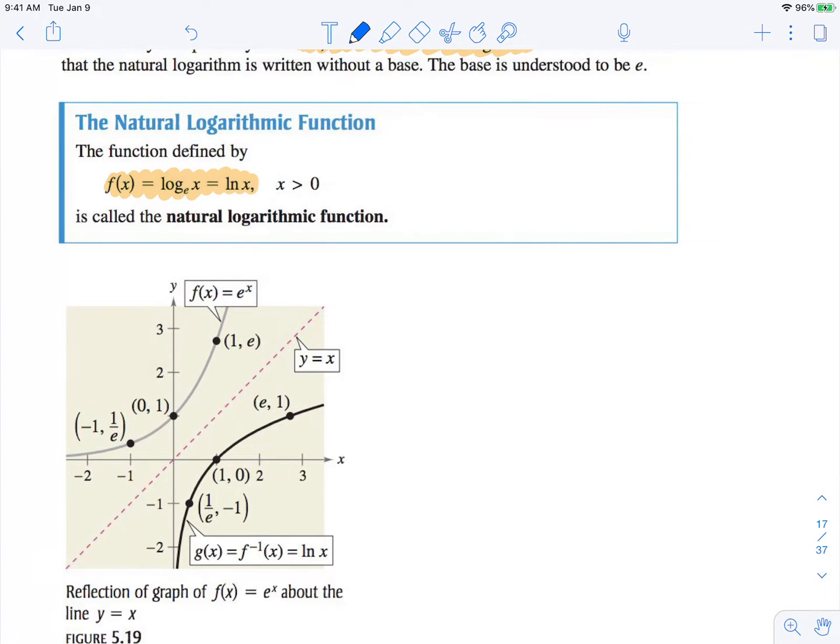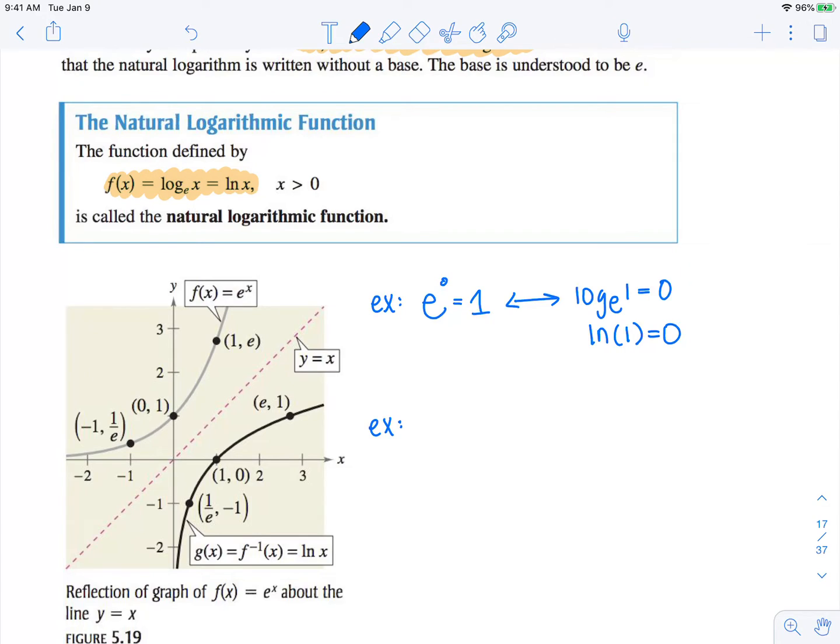And we can do some quick connections. So remember, if I tell you that e to the 0 equals 1, that is the equivalent of saying log base e of 1 equals 0. But instead of writing log base e of 1, we'll say ln of 1 equals 0.